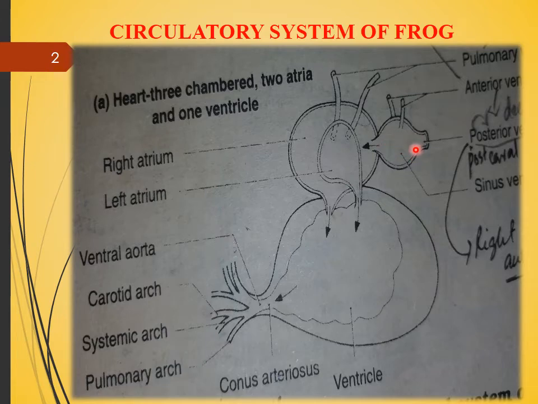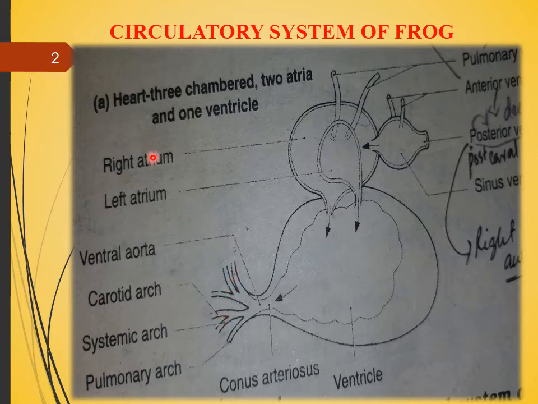Again listen, from the sinus venosus blood moves toward the right atrium, then from the right atrium to the ventricle, then from the ventricle to the pulmonary arch, from the pulmonary arch toward the lungs, from the lungs to the pulmonary vein, from the pulmonary veins blood moves toward the left atrium, from the left atrium to the ventricle, from the ventricle to the carotid and systemic arch.